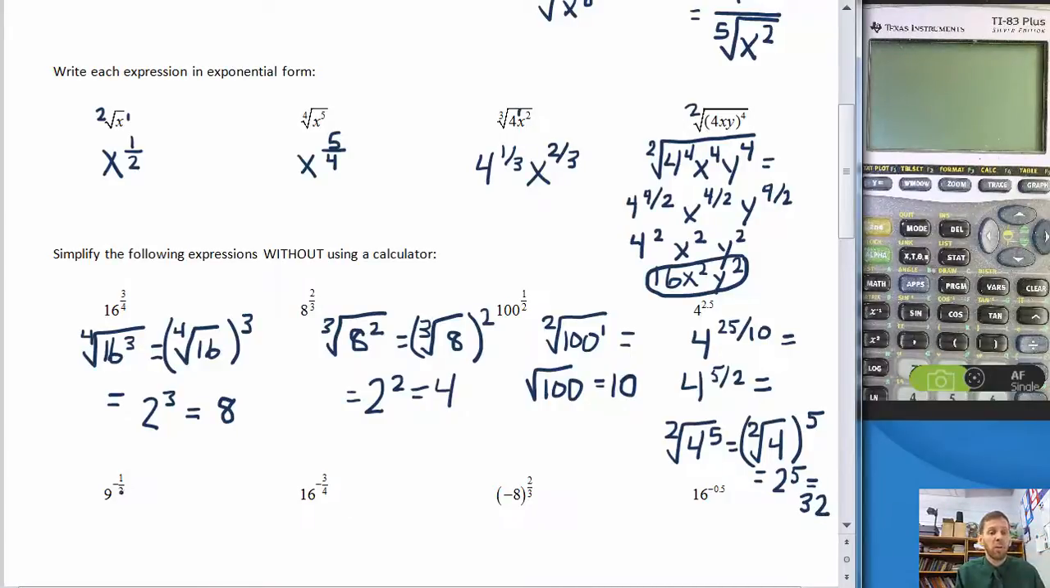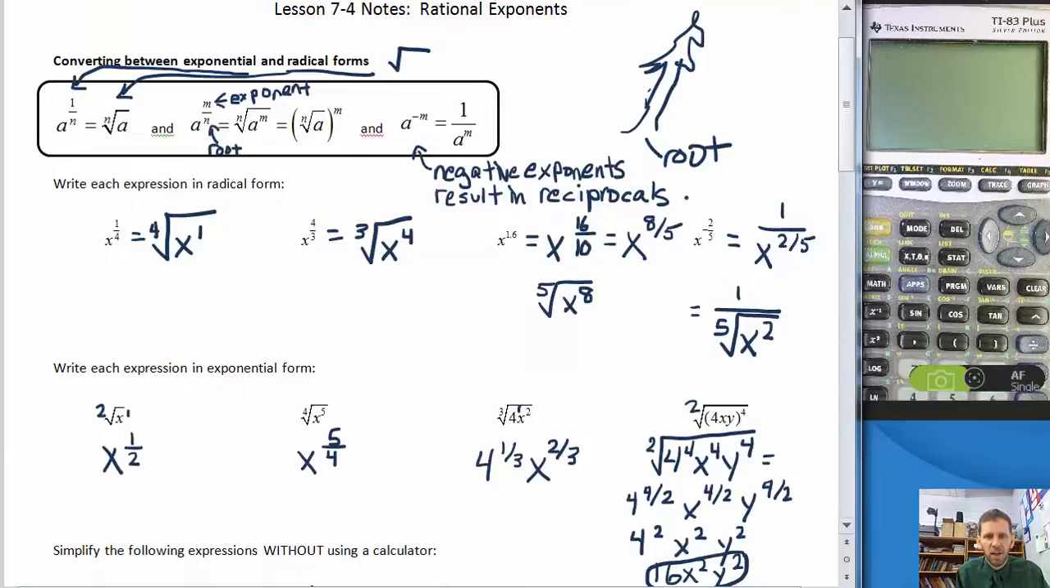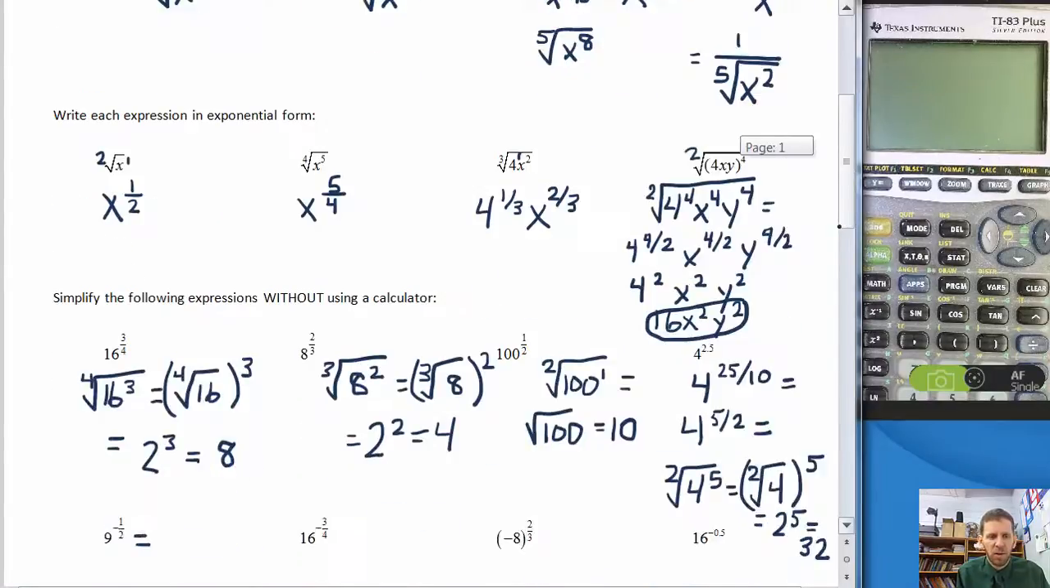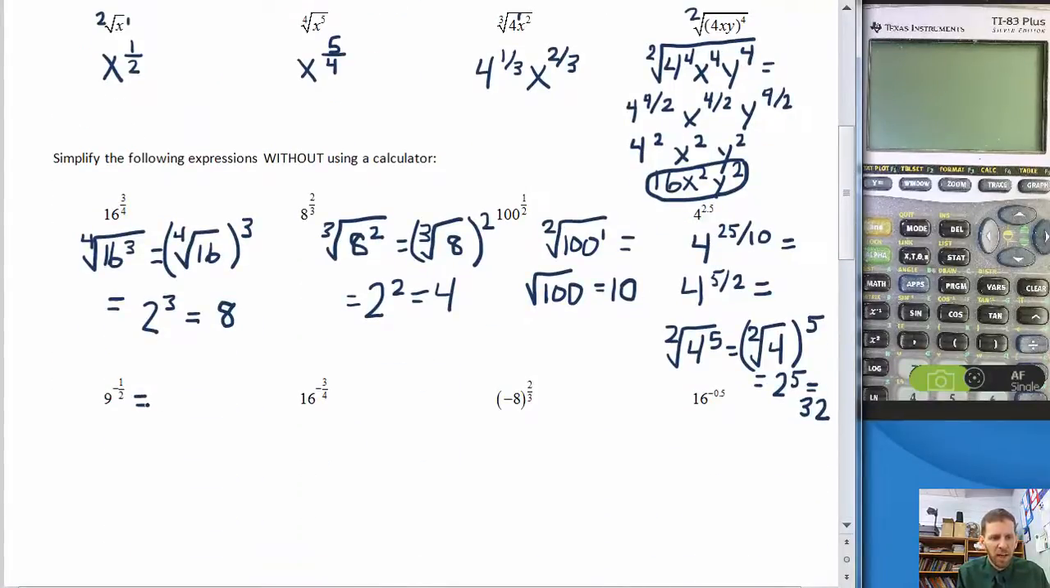Down here, what do you do if you're working with negative exponents? We said negative exponents result in fractions, or reciprocals. So first of all, let's get this negative exponent out of here. 9 to the negative 1/2 power is 1 over 9 to the 1/2 power. This is 1 over the second root of 9 to the 1st power, 1 over the square root of 9. Well, the square root of 9 is just 3. That's your answer, 1/3.